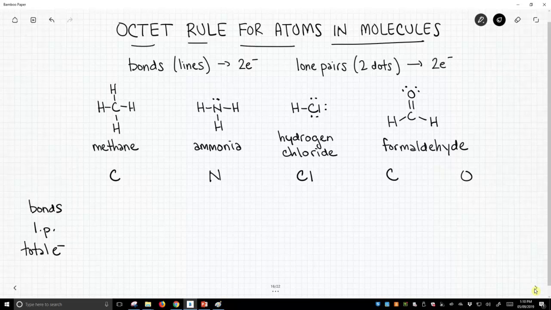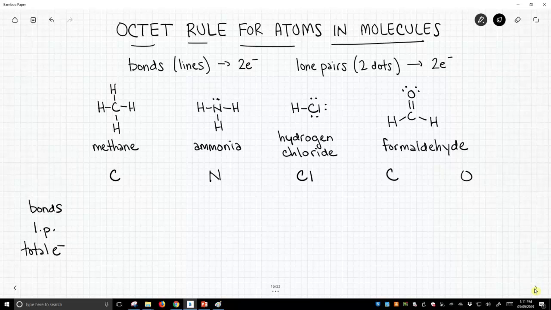So for a molecule to satisfy the octet rule, it needs some combination of four bonds and/or four lone pairs, just in combination. So let's walk through these simple molecules, all of which satisfy the octet rule. Let's prove to ourselves that they do indeed satisfy the octet rule.